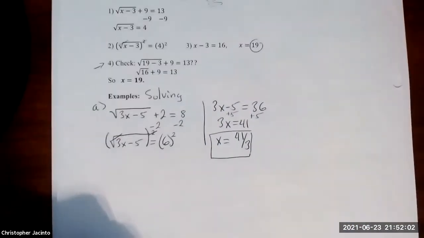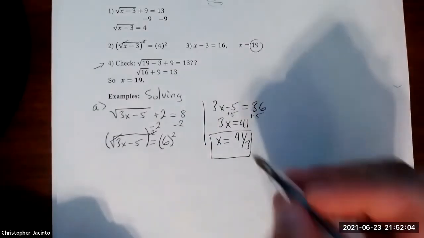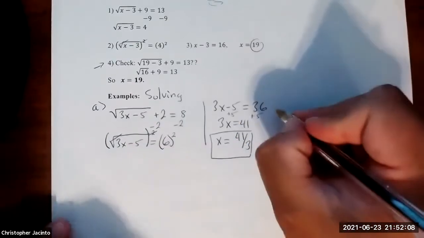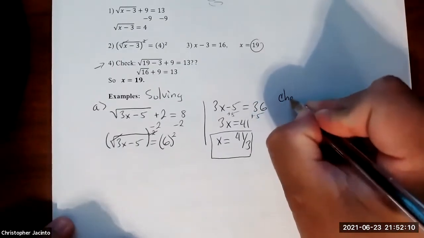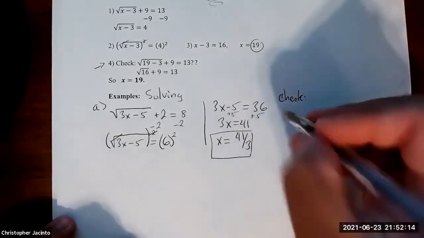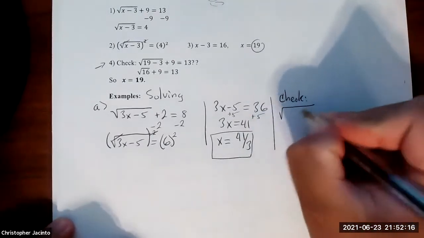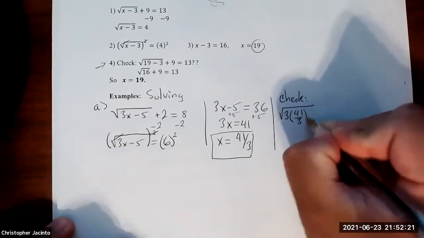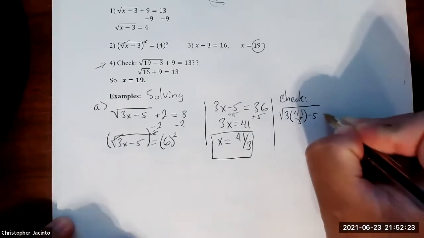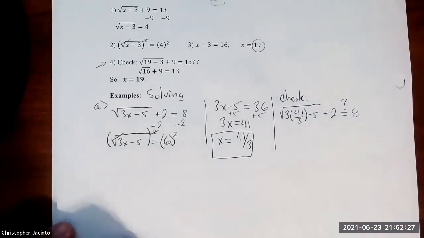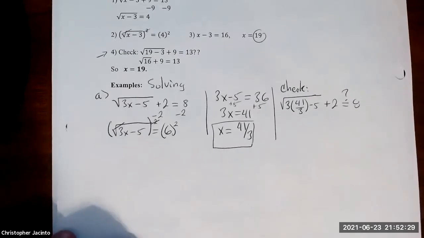Okay. And then lastly, we just got to check. Now, holy moly, I have to plug in a fraction. Trust me, it actually ends up pretty nicely. So all we're going to do is check and see, does it actually work out? So if we plug it in, it'll be 3 times 41 over 3 minus 5 on the inside plus 2. And we're going to see, does it actually equal 8? We don't know yet. Hopefully it does.